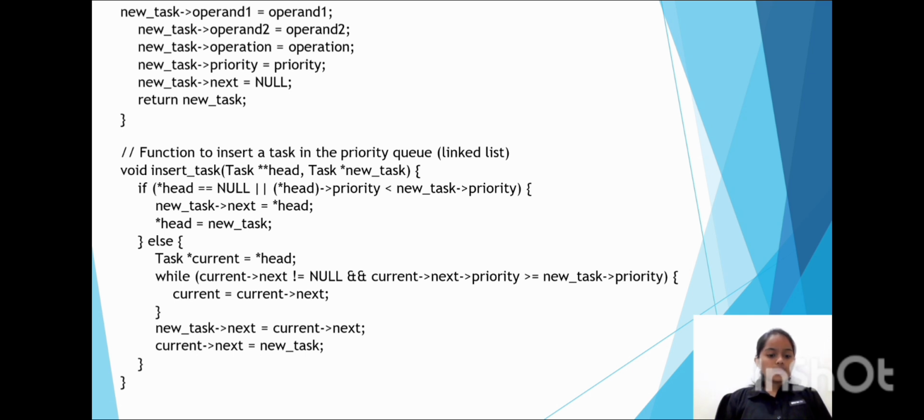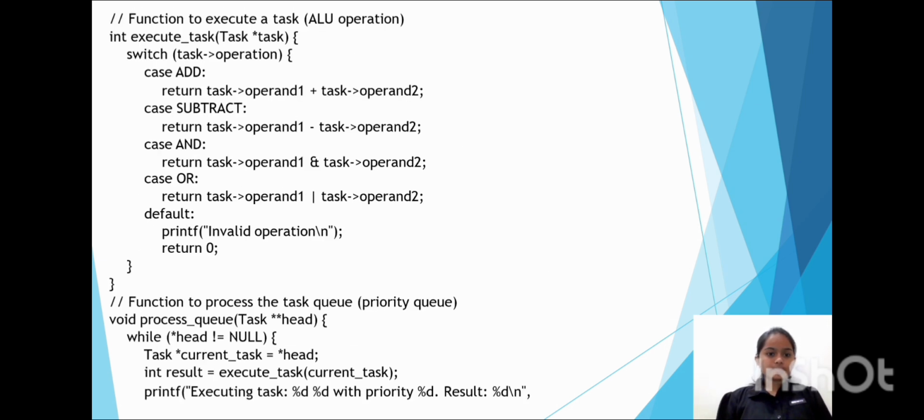Current equals current next. New task next is equal to current next. Current next is equal to new task.